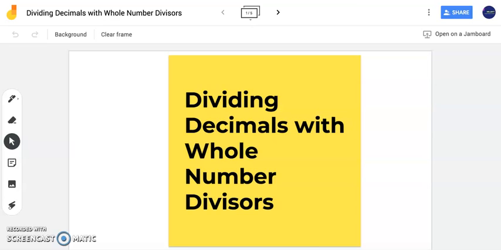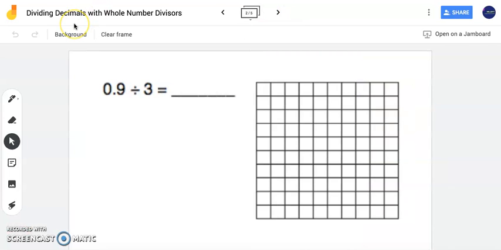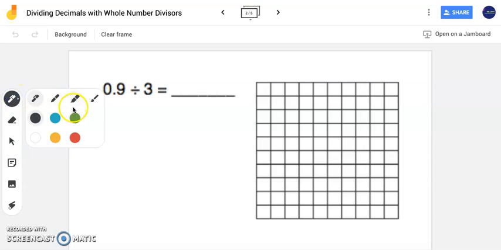Hello, today we're going to learn how to divide decimals with whole number divisors. In the first problem here, we have 9/10 divided by 3. Now, there's two options on what you can do. Some of you might immediately know the answer, and some of you might want to use this visual model to help you find the answer.